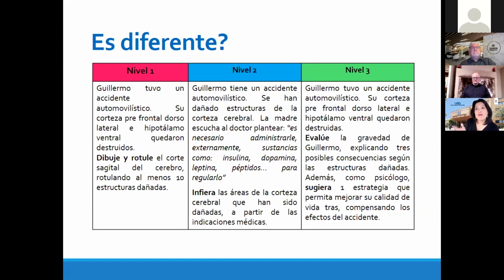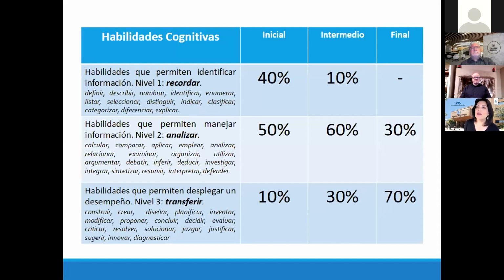Eso lo podemos ir viendo en todas nuestras evaluaciones, ¿cierto? Cómo nosotros vamos avanzando a una evaluación más auténtica y profesionalizante. Que eso, además, motiva y compromete más a los estudiantes. Y en ese sentido, nosotros hemos propuesto a nuestra universidad y a nuestra facultad esta lógica, un poco para ir transitando a una evaluación más desafiante cognitivamente.